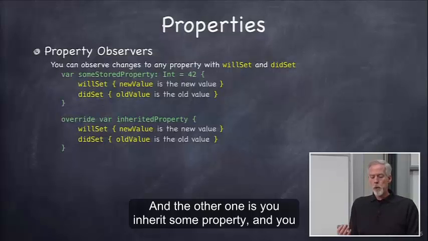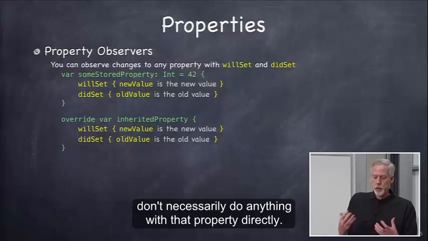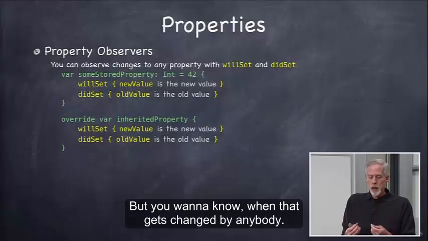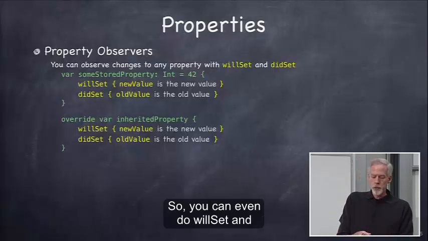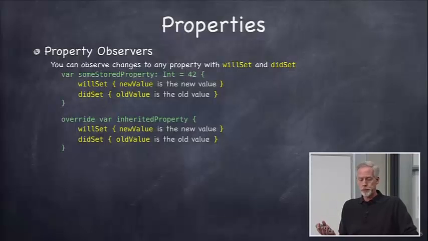The other one is you inherit some property, and you don't necessarily do anything with that property directly, but you want to know when that gets changed by anybody. So you can even do will set and did set on properties you inherit from your superclass.